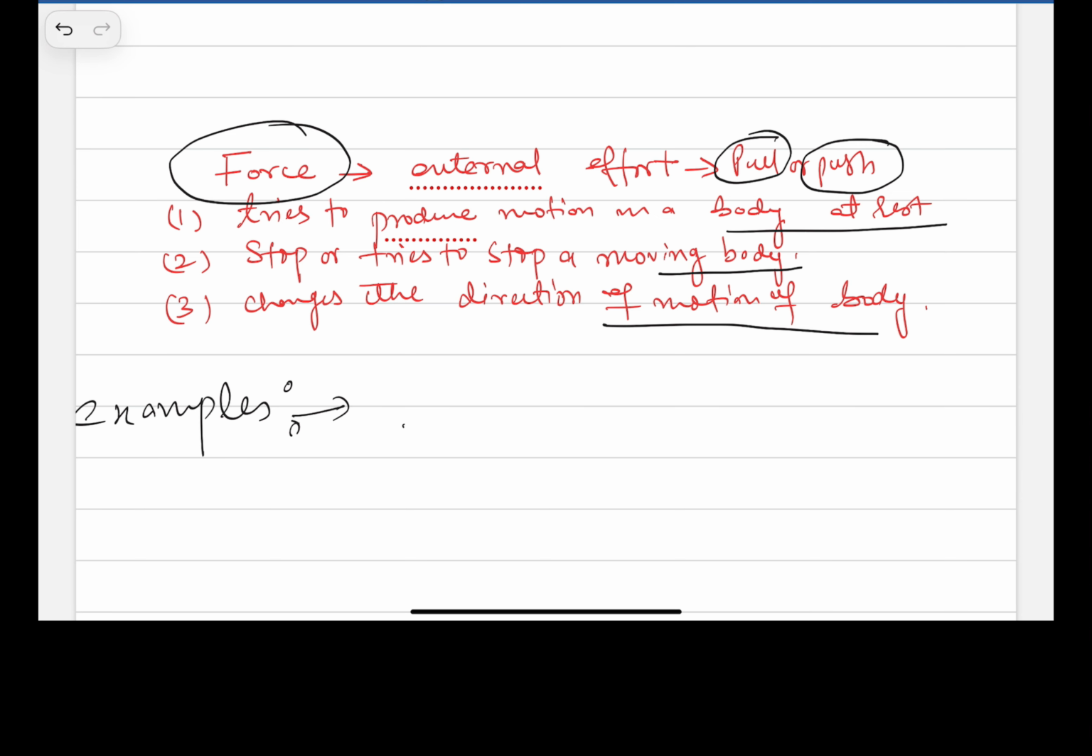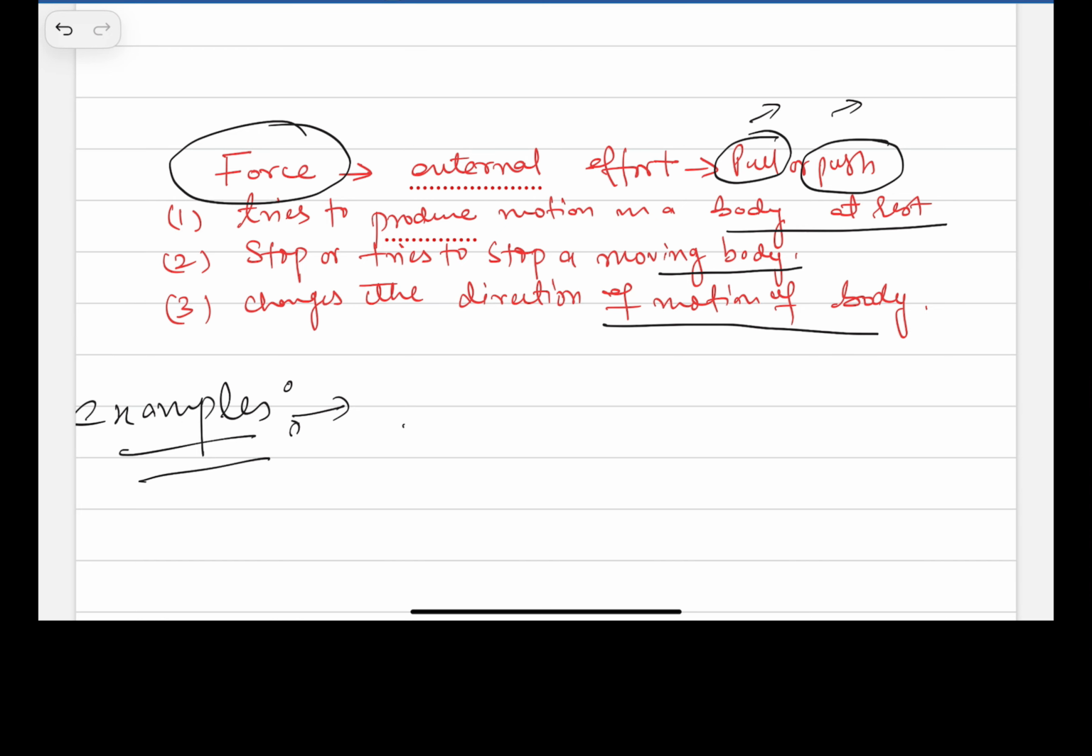What is a force? Force is an external effort, that is either a pull or a push. We can push an object or we can pull an object. So what things are associated with it? First, it tries to produce motion in a body at rest. Second, it stops or tries to stop a moving body. Third, it changes the direction of motion of a body.